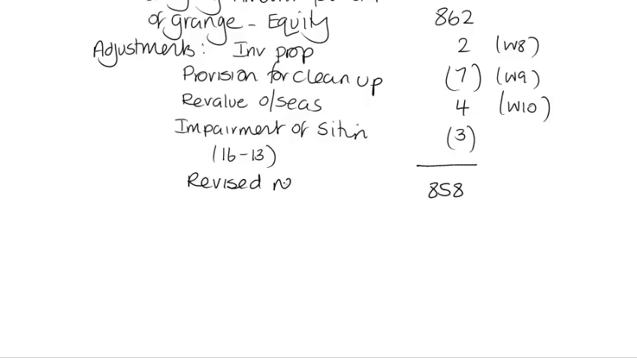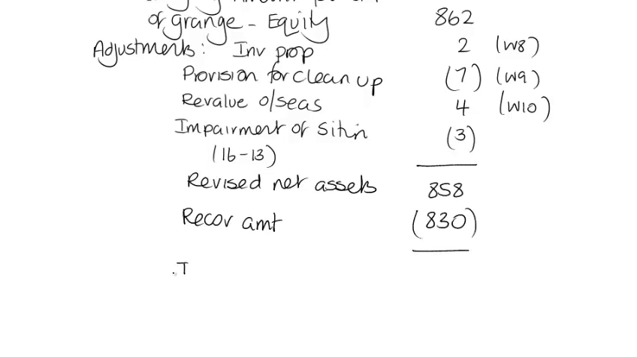So our revised net assets of the parent, or our revised equity total, is 858. The recoverable amount, we're told in the question, is 830. Therefore, our impairment is 28.